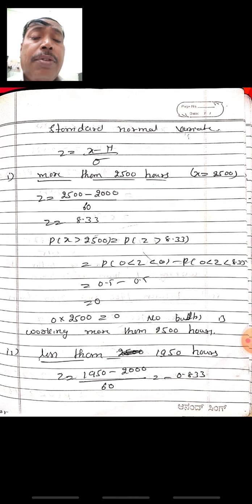See here, z is equal to (x minus mu) by sigma. What is called x in this problem is 2500, minus mu, which is 2000, divided by 60. I think the value is 8.33. That is z. When x equals 2500 hours, converting it to z gives 8.33. Now read on: more than 2500 hours means probability x greater than 2500 hours.